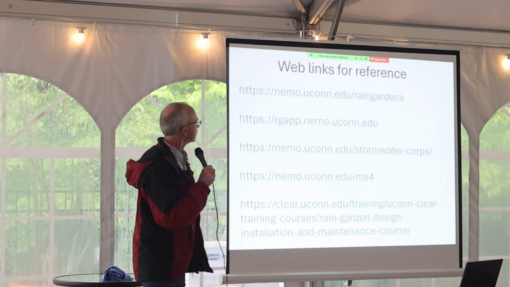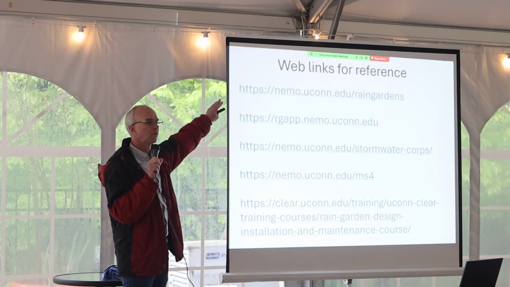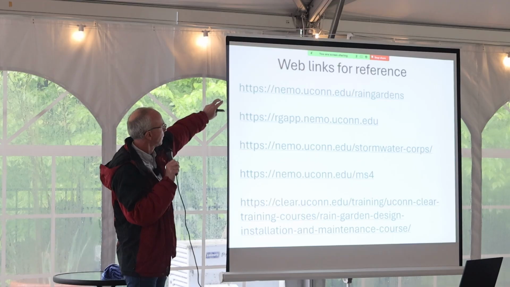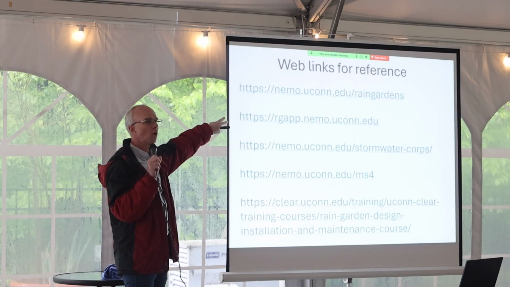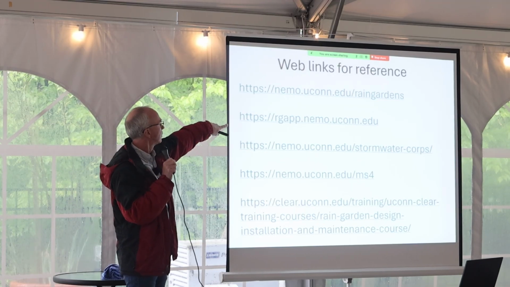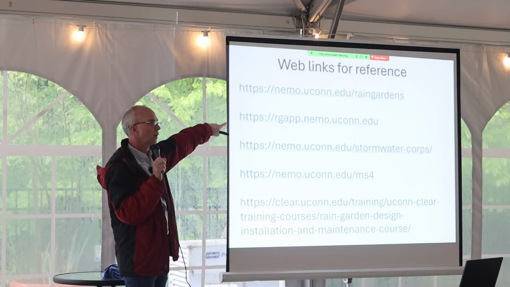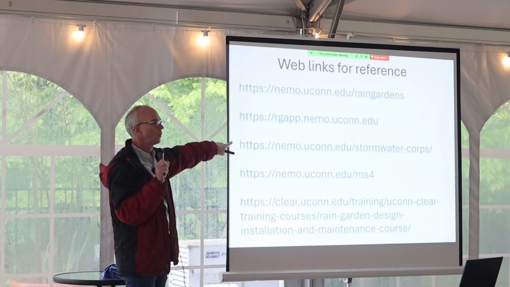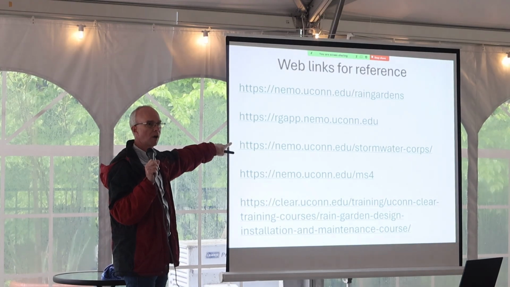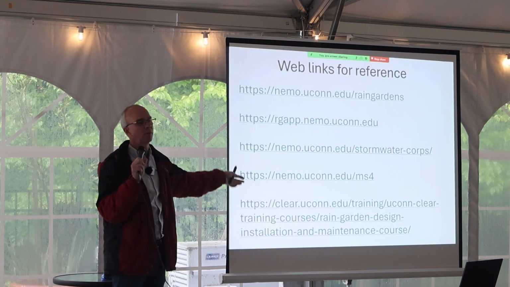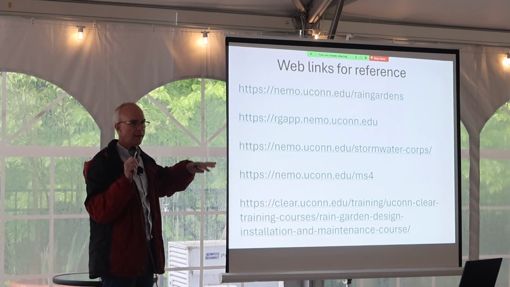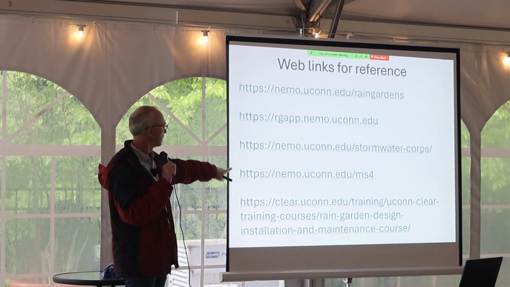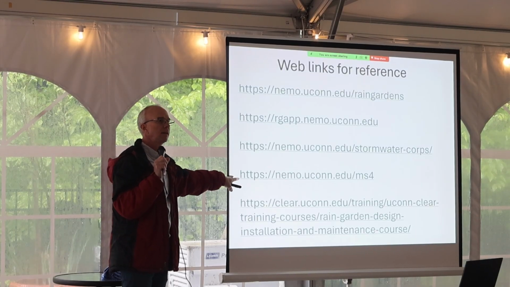So these are some other links for you for references with your students. We have a rain garden website, and we've created a mobile version as an app at this point. It's rgapp.nemo.uconn.edu. If we have time, I'll show you that. The program where you saw the students out in the field, that's what we call our Stormwater Corps training program. We teach a classroom class, and then we have a follow-up practicum semester where they do these projects with the town.